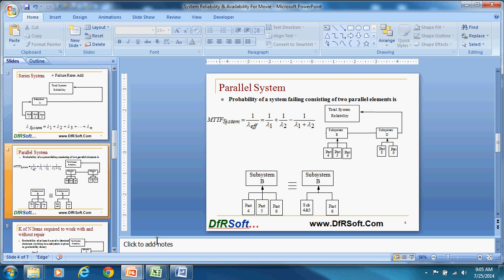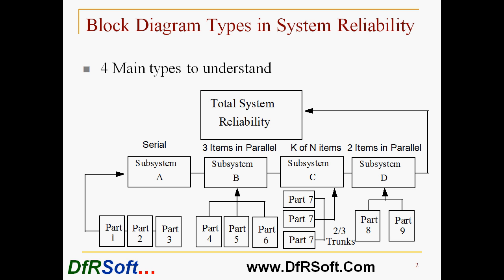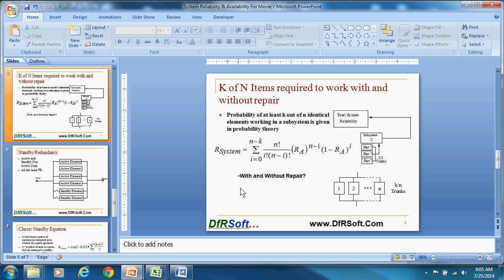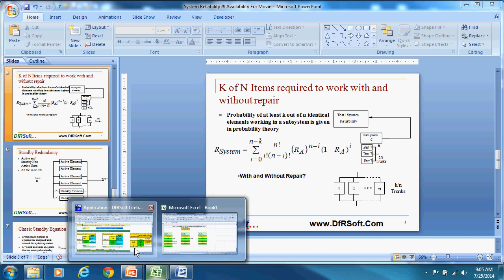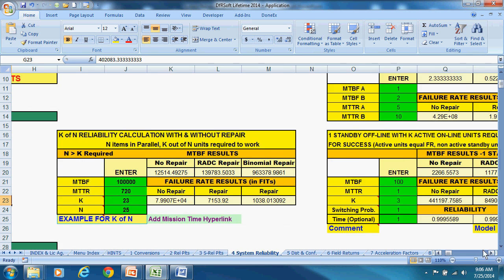The next area of interest for our analysis is K out of N items required to work. So that's this subsystem right here. This is the basic equation, a lot more complicated to use. So let's look at that in DfRSoft. It's very straightforward to apply in DfRSoft. Here is our K of N area.